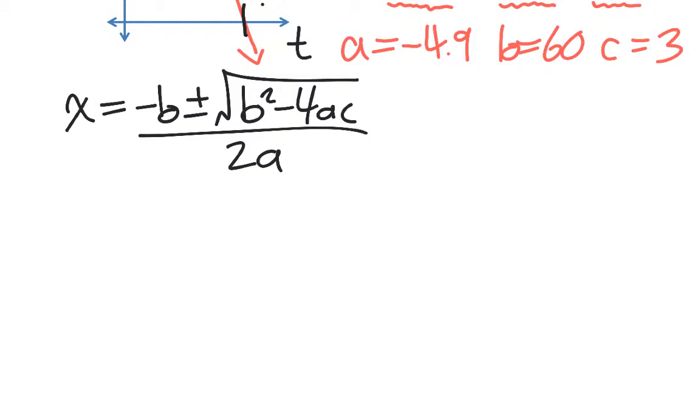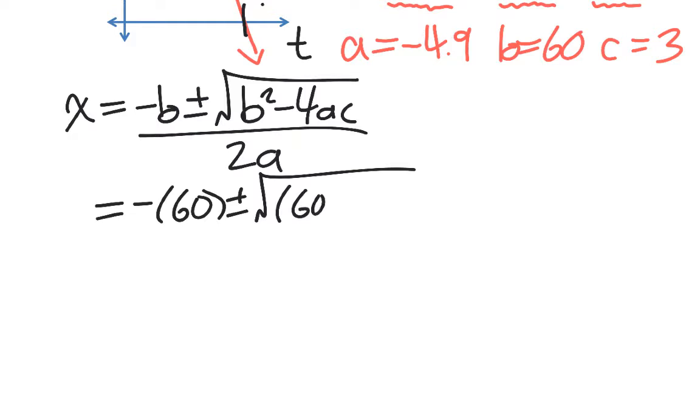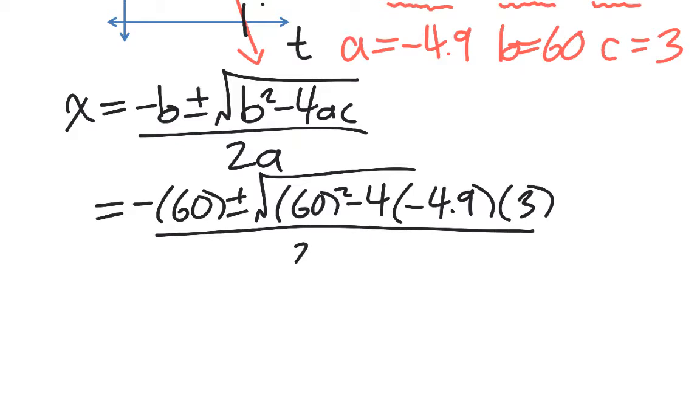Next, let's sub in our known values. So instead of writing b, I'm going to write 60 in brackets. And instead of writing a, I'm going to write negative 4.9. And instead of c, I'm going to write 3. Next, we need to simplify this expression. You have to be very careful and use BEDMAS. What I'm going to do is apply that exponent. I'm going to multiply these terms out, and I'm also going to multiply these two terms out.